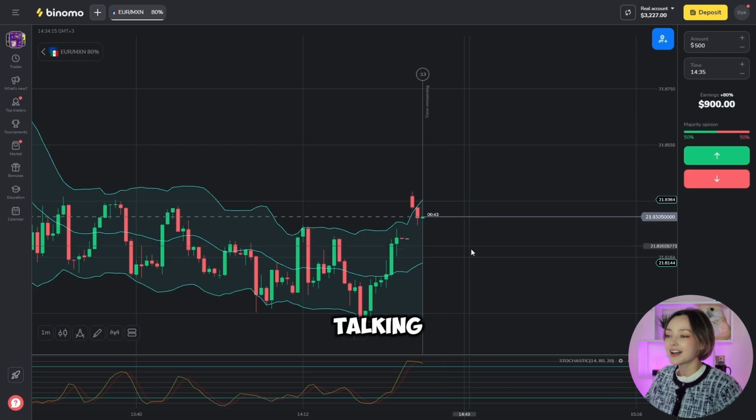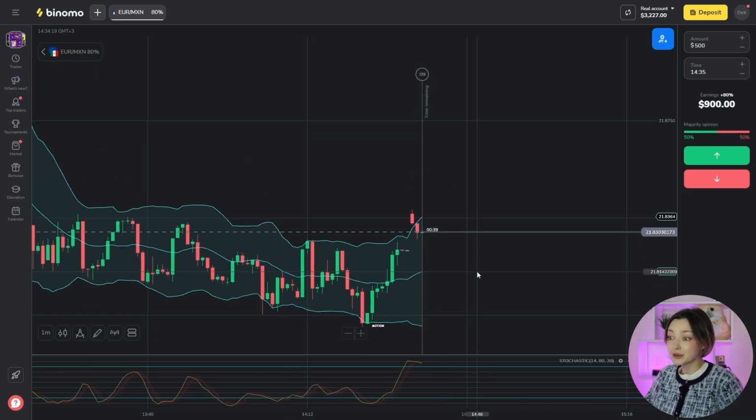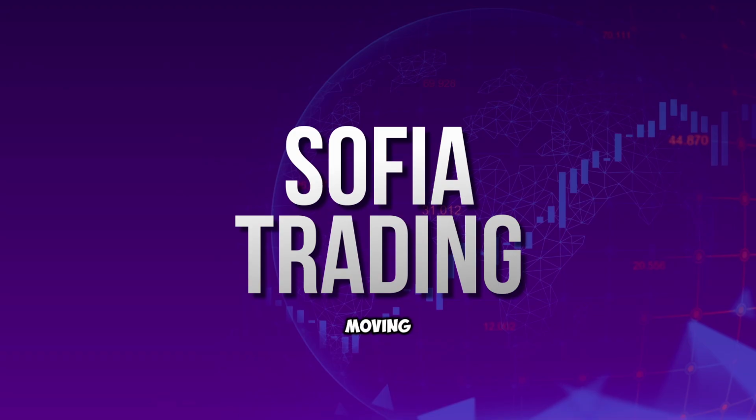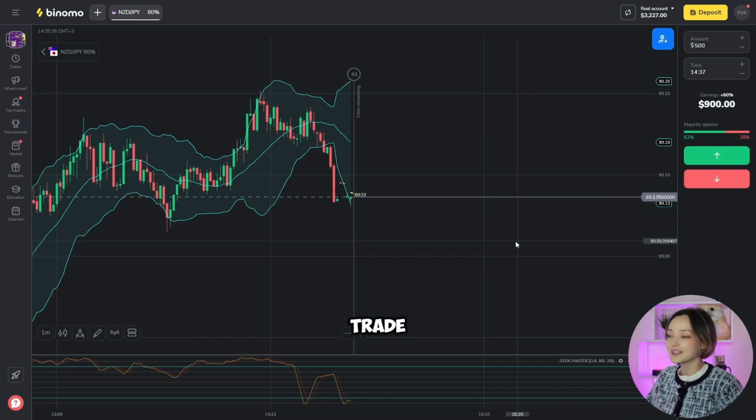And yeah, while I was talking, we have already closed the trade in a profit, which is a great result. We captured a nice motion with these two candles. Moving on. So I have found another situation. I opened an upward trade.